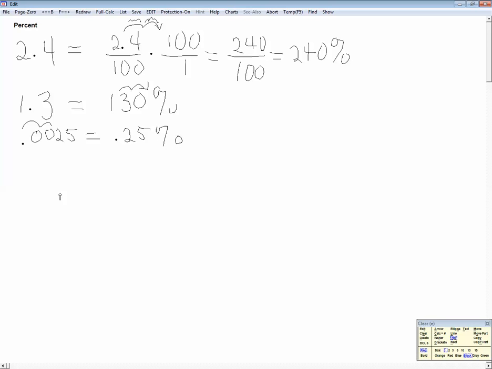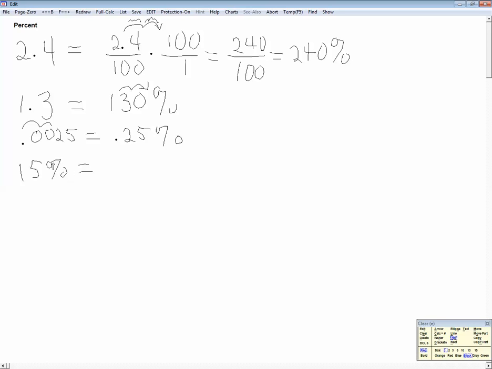Let's do a few going the other way. Now let's do an easy one first of all. 15% was sort of the recommended tip amount, or it used to be probably. My wife tells me it's more now, but I still believe it's 15%. As a fraction, again, we see that percent and we want to get rid of it. That's how you convert it to a fraction.